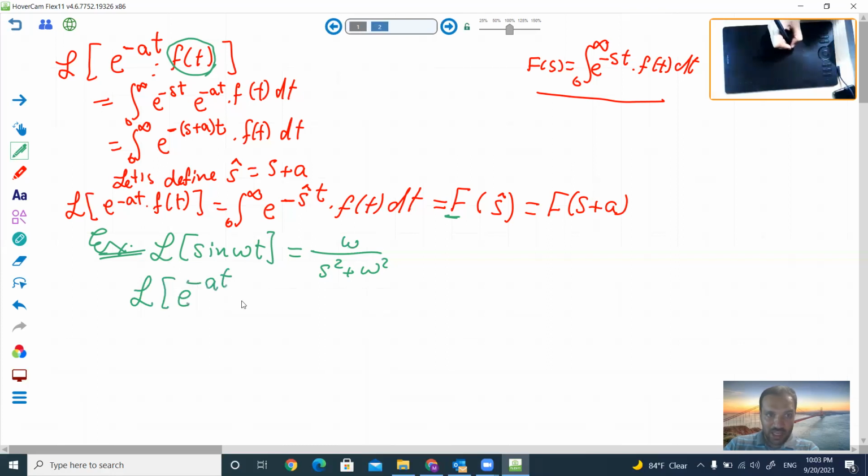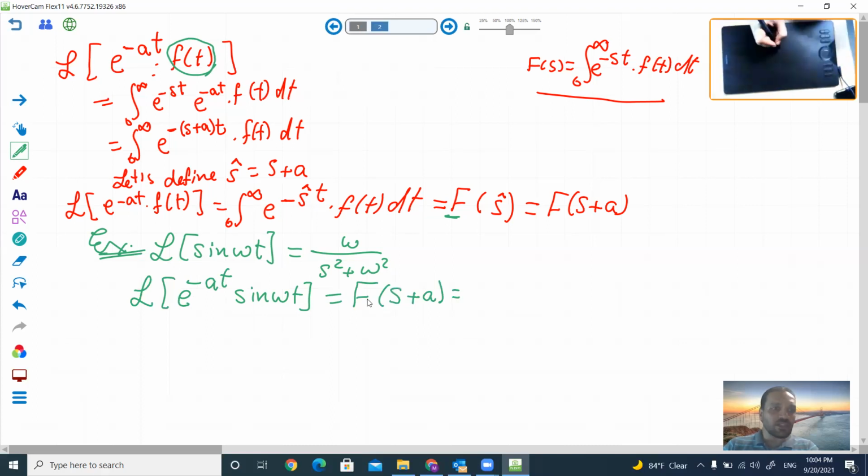Now we are asked to find the Laplace transform of e to the power negative at times sine omega t. So now we can apply this feature of Laplace transform. Now we have an f of t whose Laplace transform we already know. In our case, it is sine omega t, and its Laplace transform is already given. And now we are asked to get e to the power negative at times this one. So the answer directly, according to the last proof, will be capital F of s plus a.